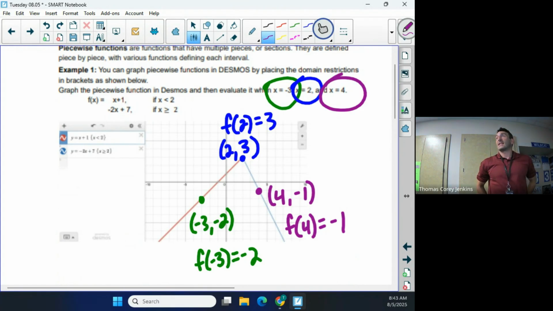Is everybody with me so far? Does this kind of make sense? I think it'll make more sense once we do one all the way through. So no questions? All right.